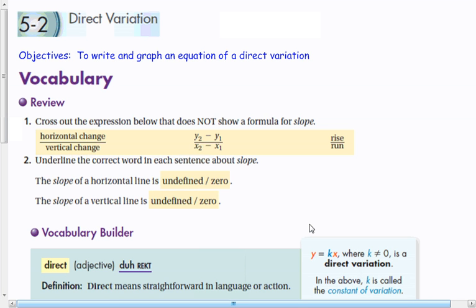Hey students, this is lesson 5.2, direct variation. We're going to learn how to write the graph equation of a direct variation. So you really have to know what direct variation is, so pay attention to that. Go ahead and do the review here and I'll check back with you.